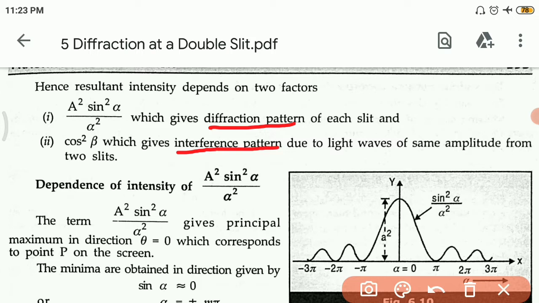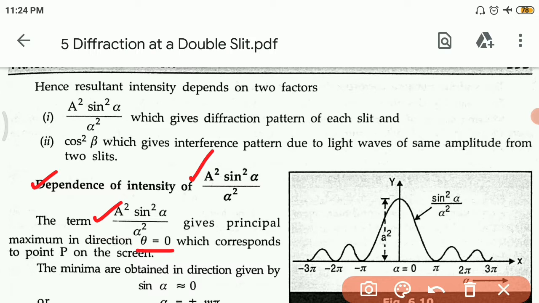Okay, so these two terms we will now study separately in detail. Okay, first we will see the dependence of intensity due to the factor a square sin square alpha by alpha square. Okay, so this term will give you the principal maximum in the direction where theta is equal to 0 and it corresponds to the point P on the screen, which we saw in the first figure.